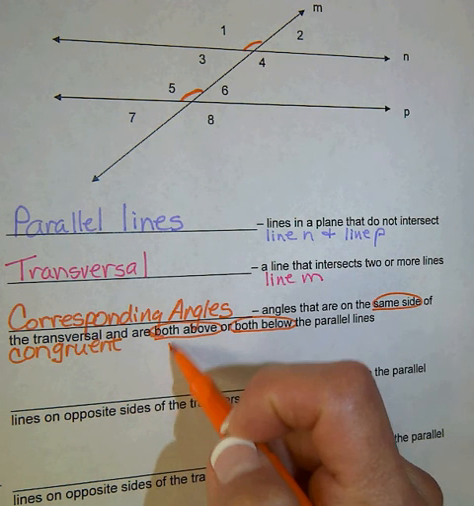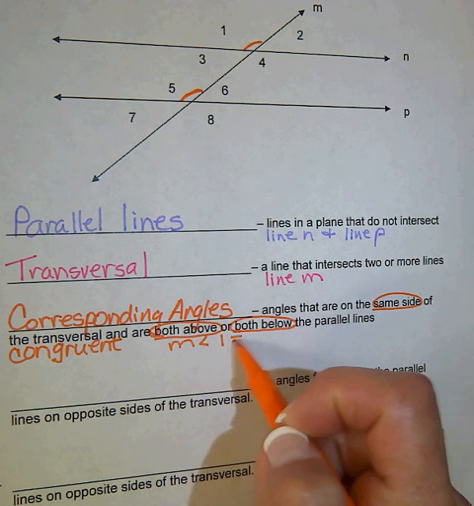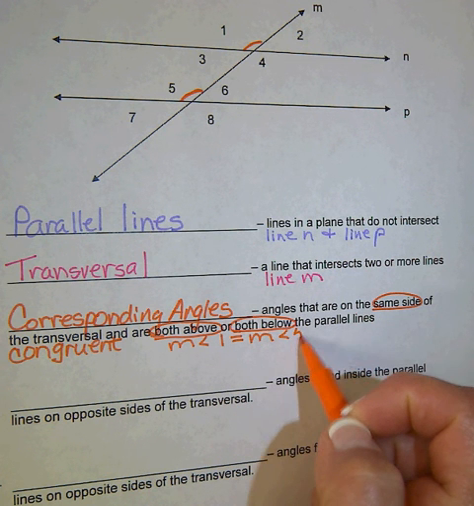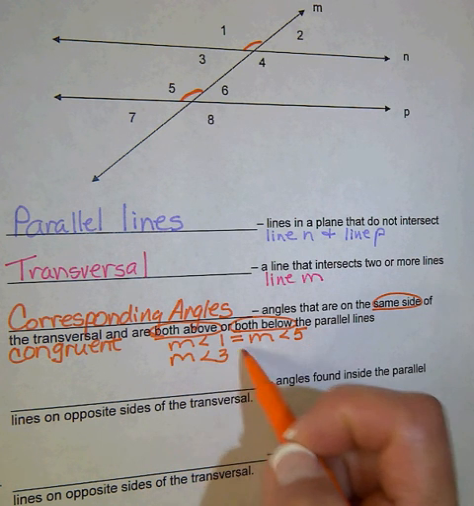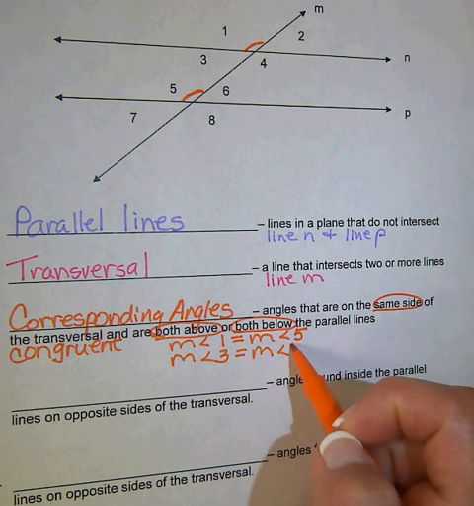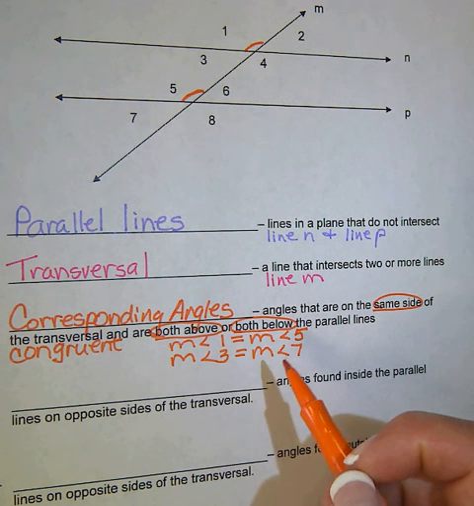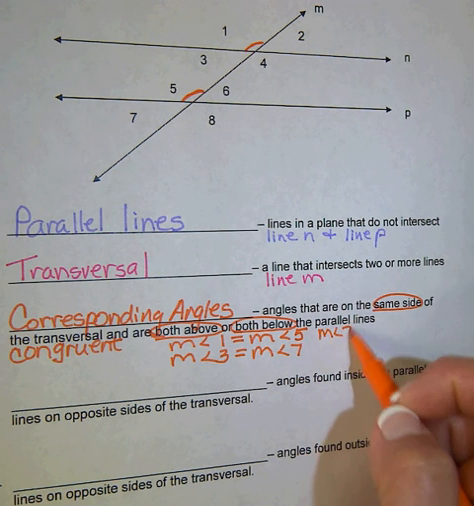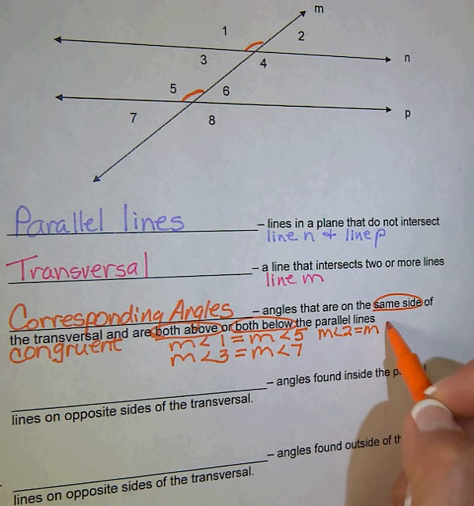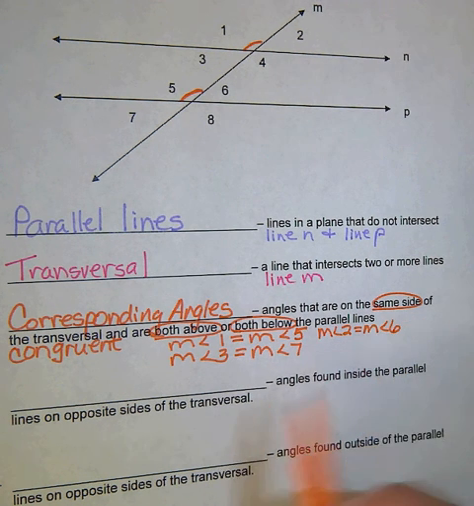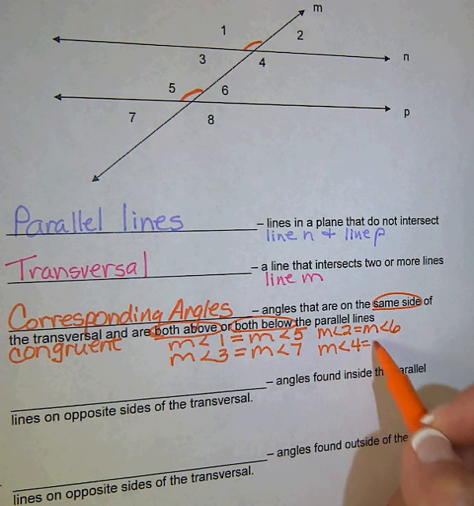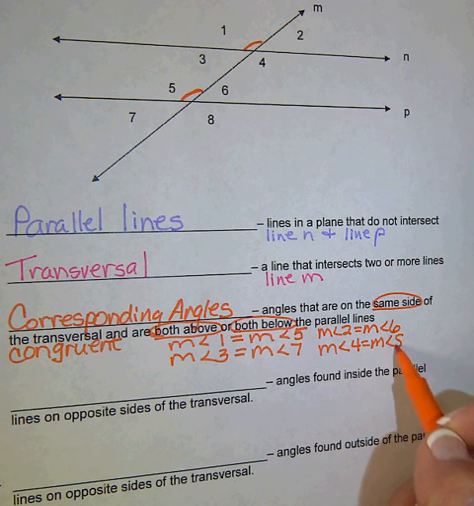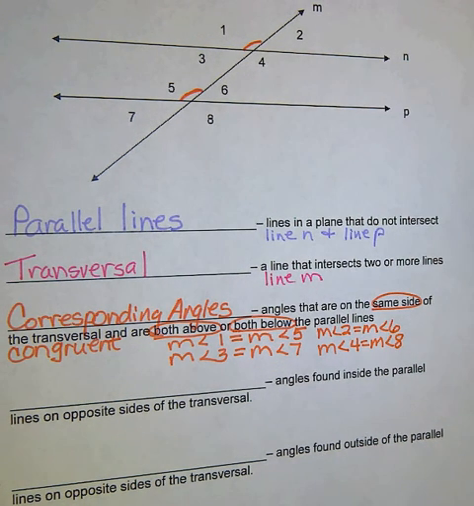So we can say that the measure of angle 1 equals the measure of angle 5. Also, the measure of angle 3 equals the measure of angle 7. And the measure of angle 2 equals the measure of angle 6. And the measure of angle 4 equals the measure of angle 8. We have 4 sets or 4 pair of corresponding angles.